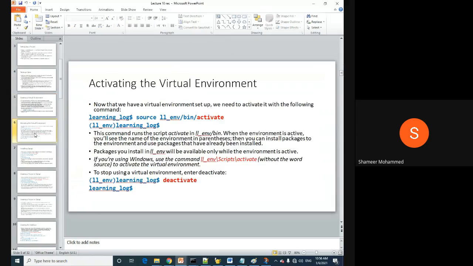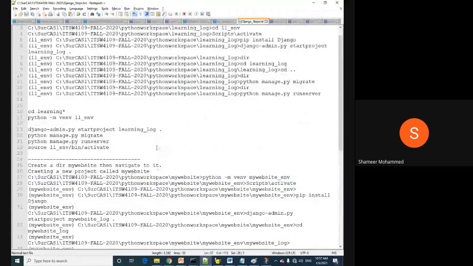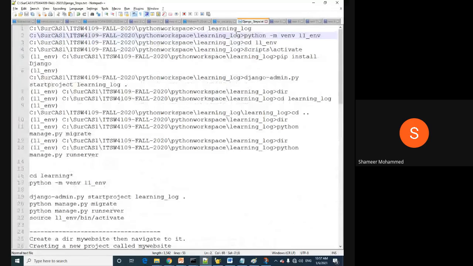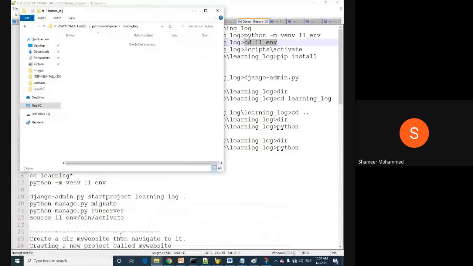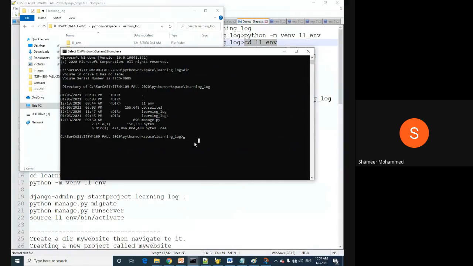After that, follow this command. I gave you the command. After this command, you have to go to the directory first. CD, then that directory. So what is that directory here? This one. This is the directory. So I am here now, in learning log. So you have to type here CD ll env.